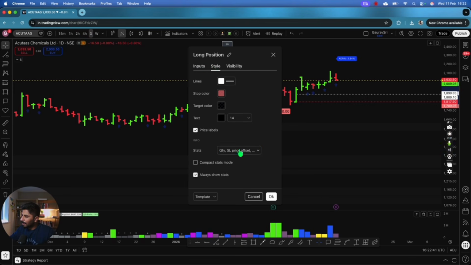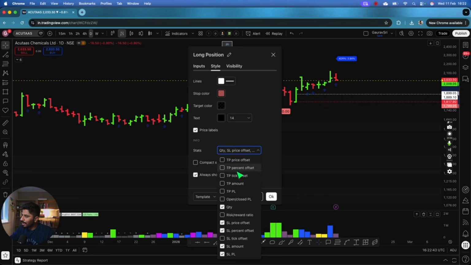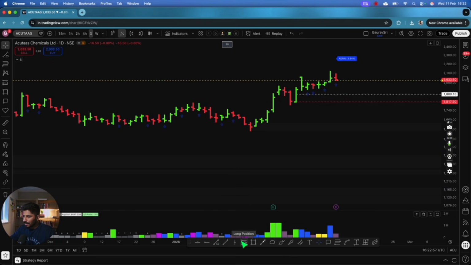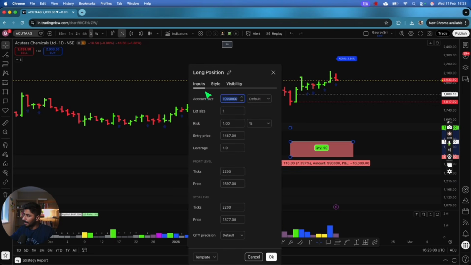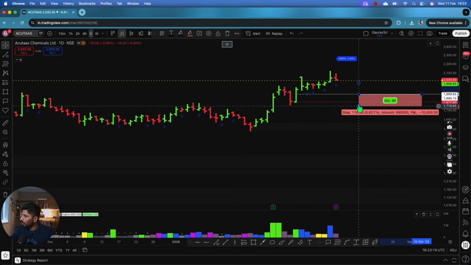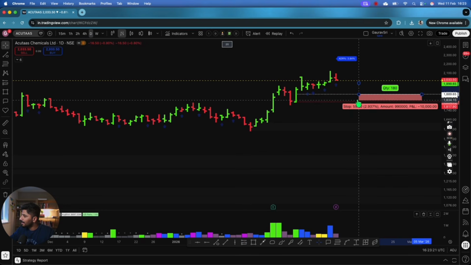One extra bit which I update is this setting. You go to the style, and there you remove everything else. You just keep quantity and the stop loss bits. Then you press OK, and the tool is ready for you to use. As I said, I don't use Excel or anything, so what I generally do is simply open the brokerage firm app, check my portfolio size, and update the setting here with that portfolio size. Now if I have to take any position, I will simply put this tool here, and I will adjust based on the stop loss.